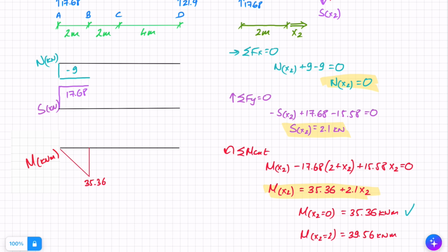So now we can put everything on the graph. Starting off with my axial force, I can see that I go from minus 9 to 0 for the whole of this cut. In terms of the shear force, I jump from 17.68 to 2.1, so we go down here to something quite small, that's 2.1 there. And in terms of my moment, I go from this 35.36 to a slightly higher value, 39.56. And this is linear, so it's just going to be a straight line there.